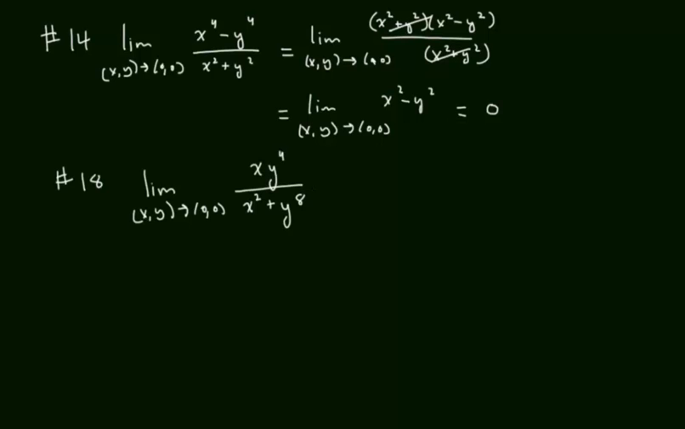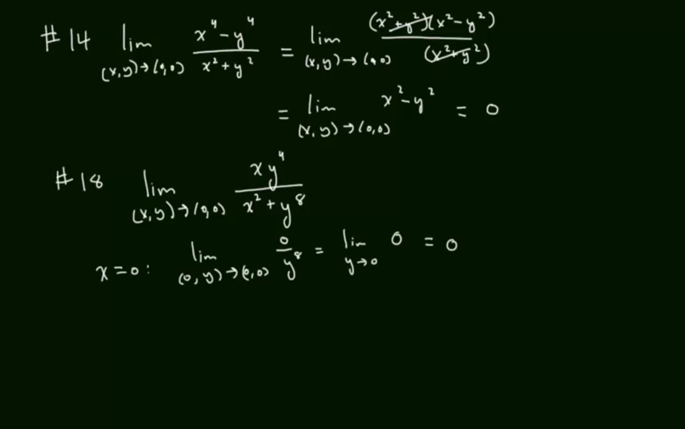Number 18. Limit as (x, y) goes to (0, 0) of xy^4 over x^2 plus y^8. Please press pause, work this out, show good notation, and then when you unpause, you will see the answers. We'll check, we'll sing Kumbaya, high five, see you later.